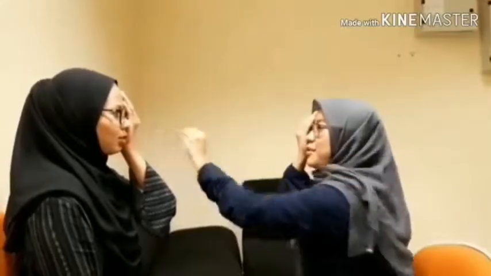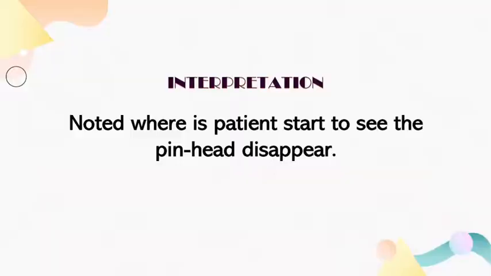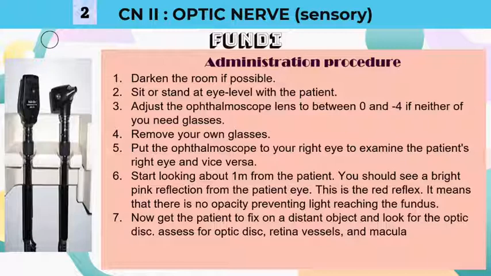Okay, good. For the interpretation, the examiner needs to note where the patient starts to see the pinhead disappear. Now, moving on to the last test of the optic nerve. The tool needed is an ophthalmoscope, and here is the administration procedure.